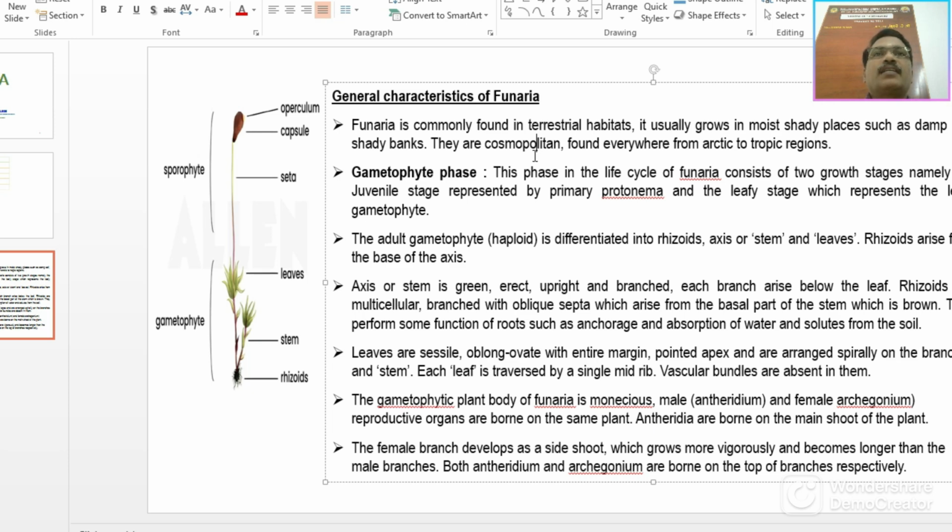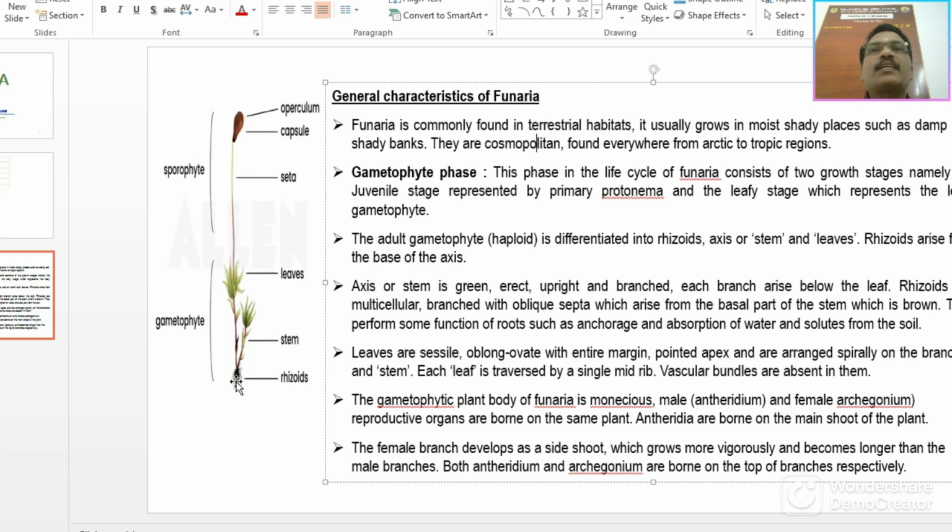The adult body of the gametophyte is differentiated into rhizoids, axis or stem, and leaves. Okay, the rhizoids arise from the base of the axis. This is not a root system. It is a primitive structure of a root system, but it's not a true root system. It is also called rhizoids. It simply arises at the base of the stem or base of the axis. The axis or stem is green, erect, upright, and branched, as you see here. So this is the erect structure.